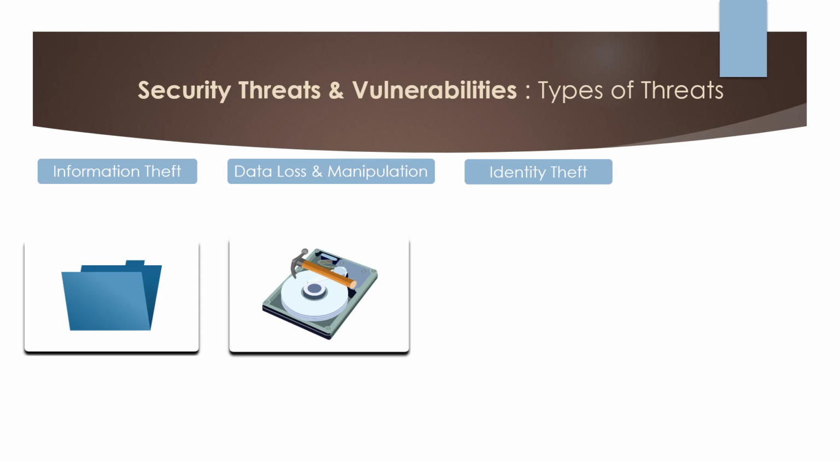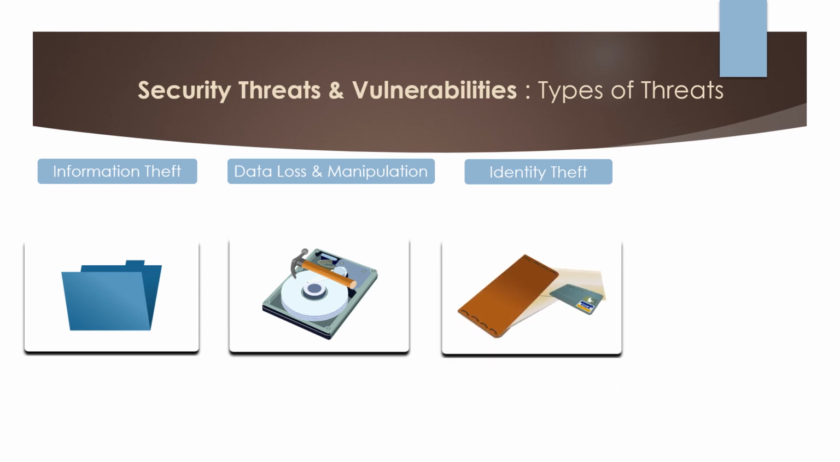The third one is identity theft. It's a form of information theft where personal information is stolen for the purpose of taking over the identity of someone. Using this information, a threat actor can obtain legal documents, apply for credit, and make unauthorized online purchases. Identity theft is a growing problem costing billions of dollars per year.